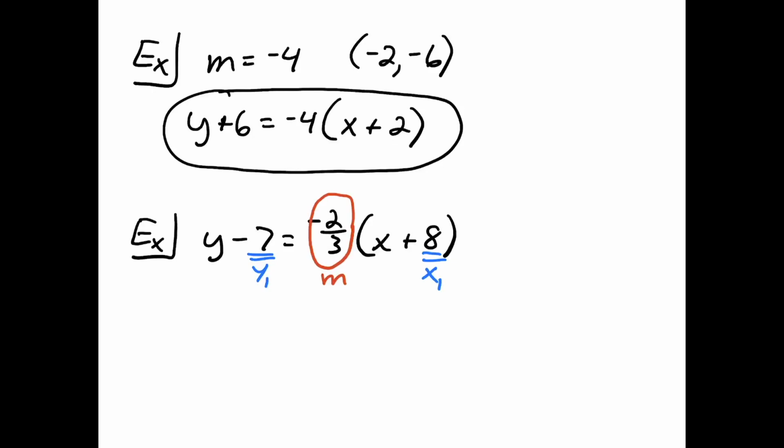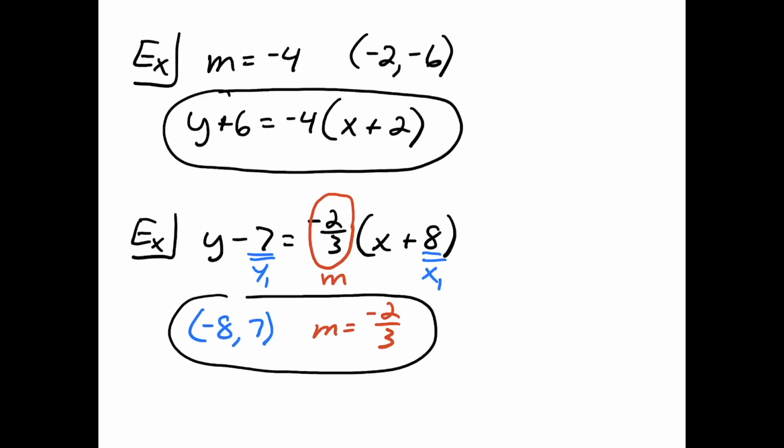So my x coordinate is an 8, so for my ordered pair, I need a -8. The y1 value right here is a -7. I pull out the opposite, and I have a 7. So the point on the line is -8, 7, and the slope is -2/3. So when given an equation in point-slope form, I can identify the point on the line as well as the slope.